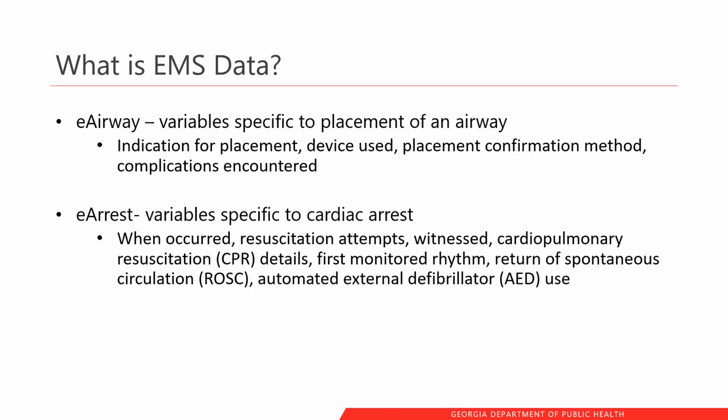And these are just groupings that are listed for EPCR data. So we have E-airway, and that can be a variable specific to the placement of an airway when that's done. So we look at indication for placement, and that can be, the airway was compromised, or there was an illness or injury involving the airway that made them choose to place an airway. What device was used is documented. They also document what confirmation method was used to determine that placement. And then, of course, any complications they may have encountered along the way.